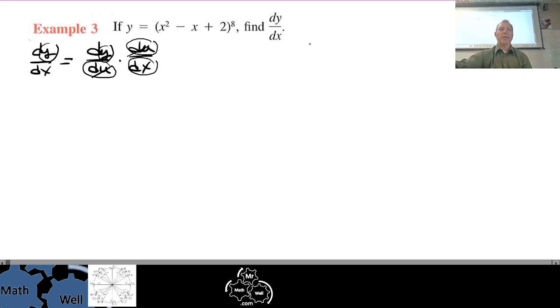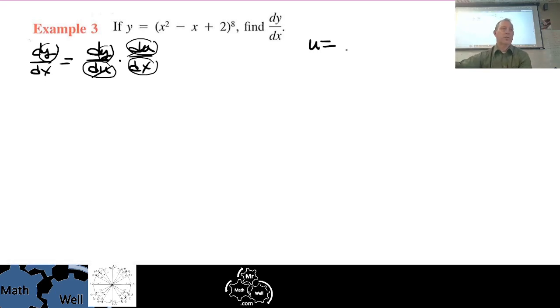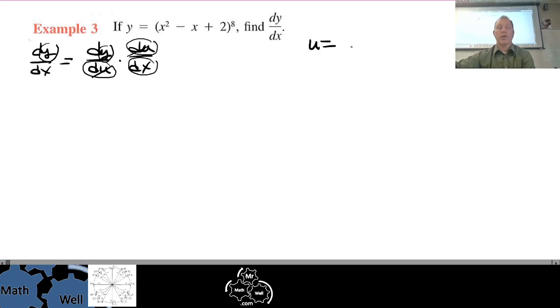So first of all, what is u, the inside function? What do you suppose, what looks to be the inside function here versus the outside function? What do you think u is here in this example? Nice and loud. x squared minus x plus 2. Exactly. x squared minus x plus 2.